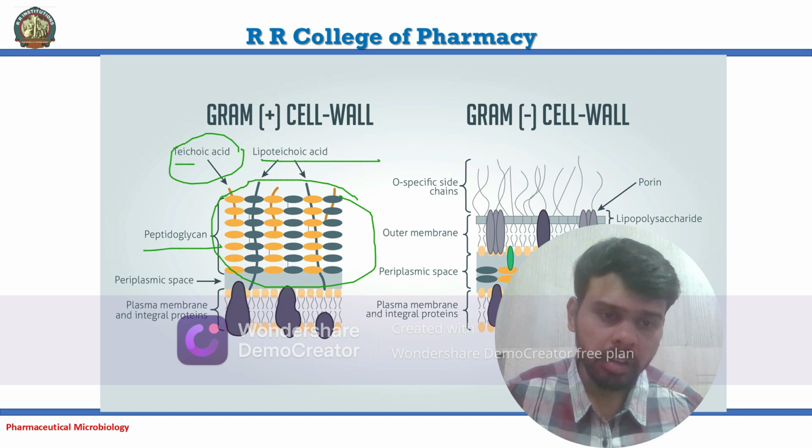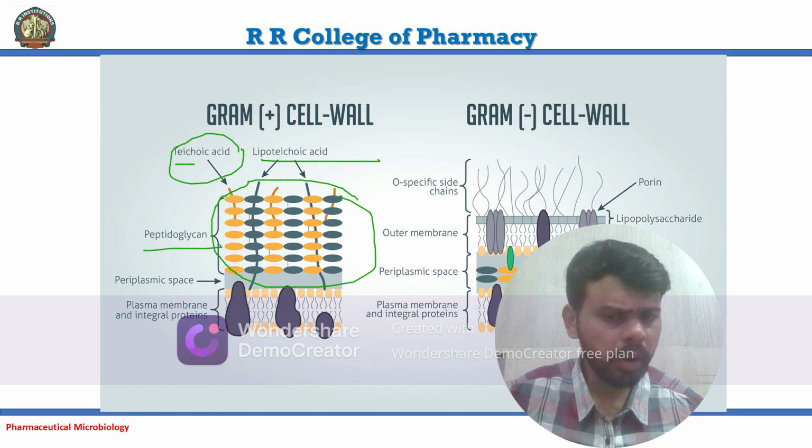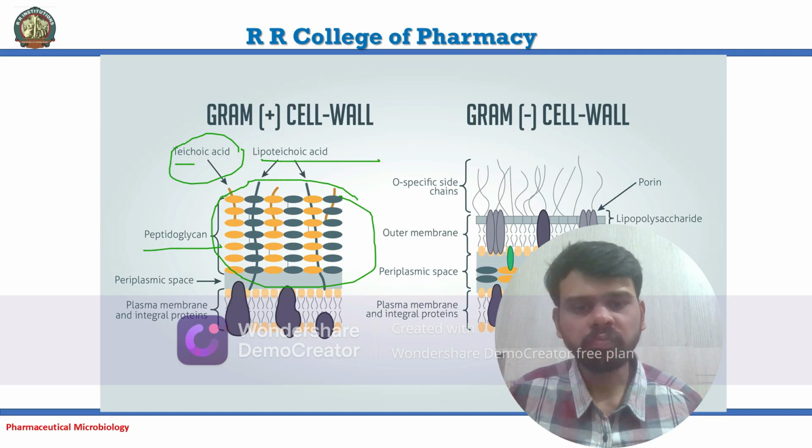So after you add the gram stain, and then add the decolorizing agent, what happens? Due to the very rigid peptidoglycan layer, there are no pores to pass through, so nothing will enter.